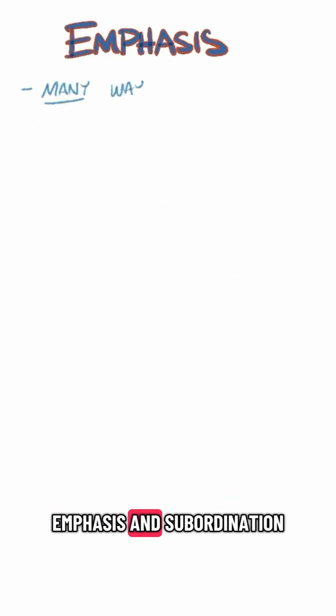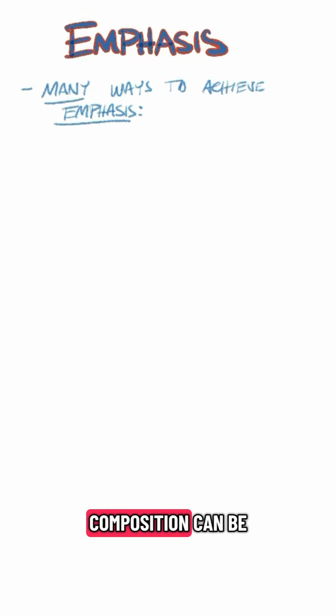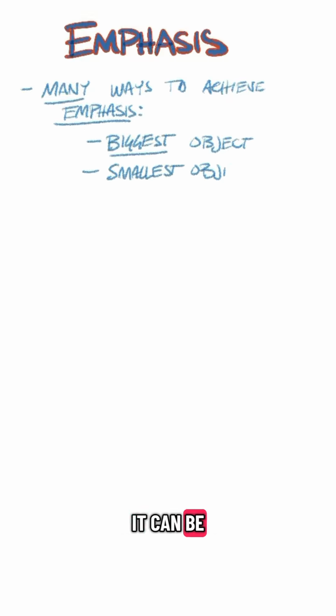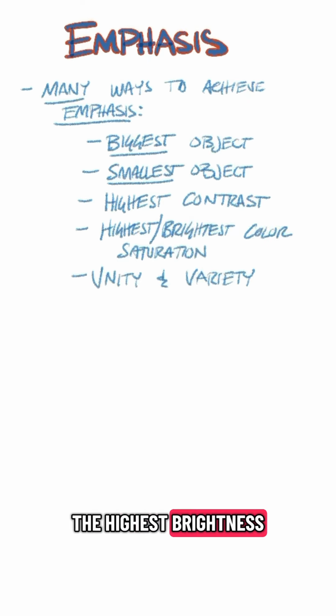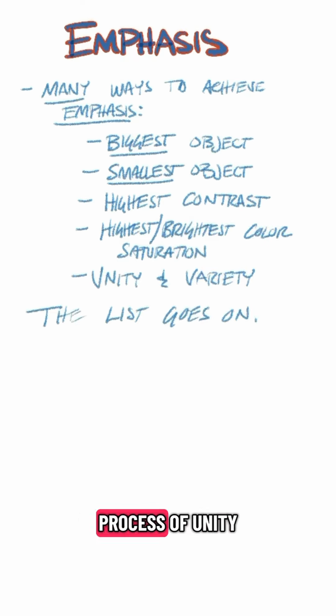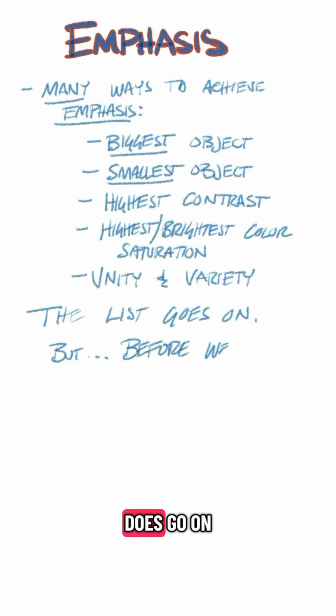So to begin, let's clarify what these terms mean: emphasis and subordination. Emphasis in a composition can be achieved through many means. It can be the biggest object, the smallest object, the highest contrast object, the highest brightness or color saturation, or through this process of unity and variety. The list really does go on and on.